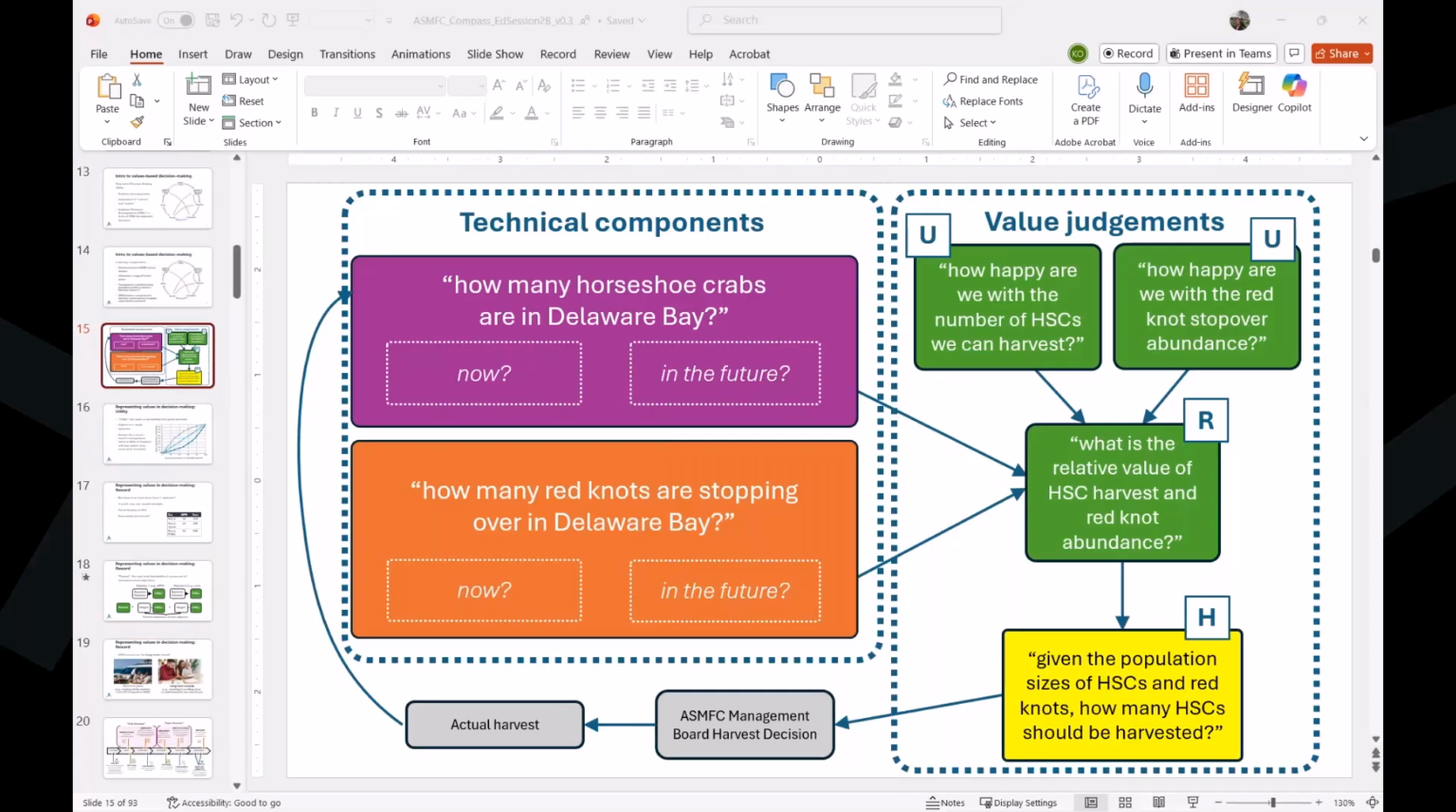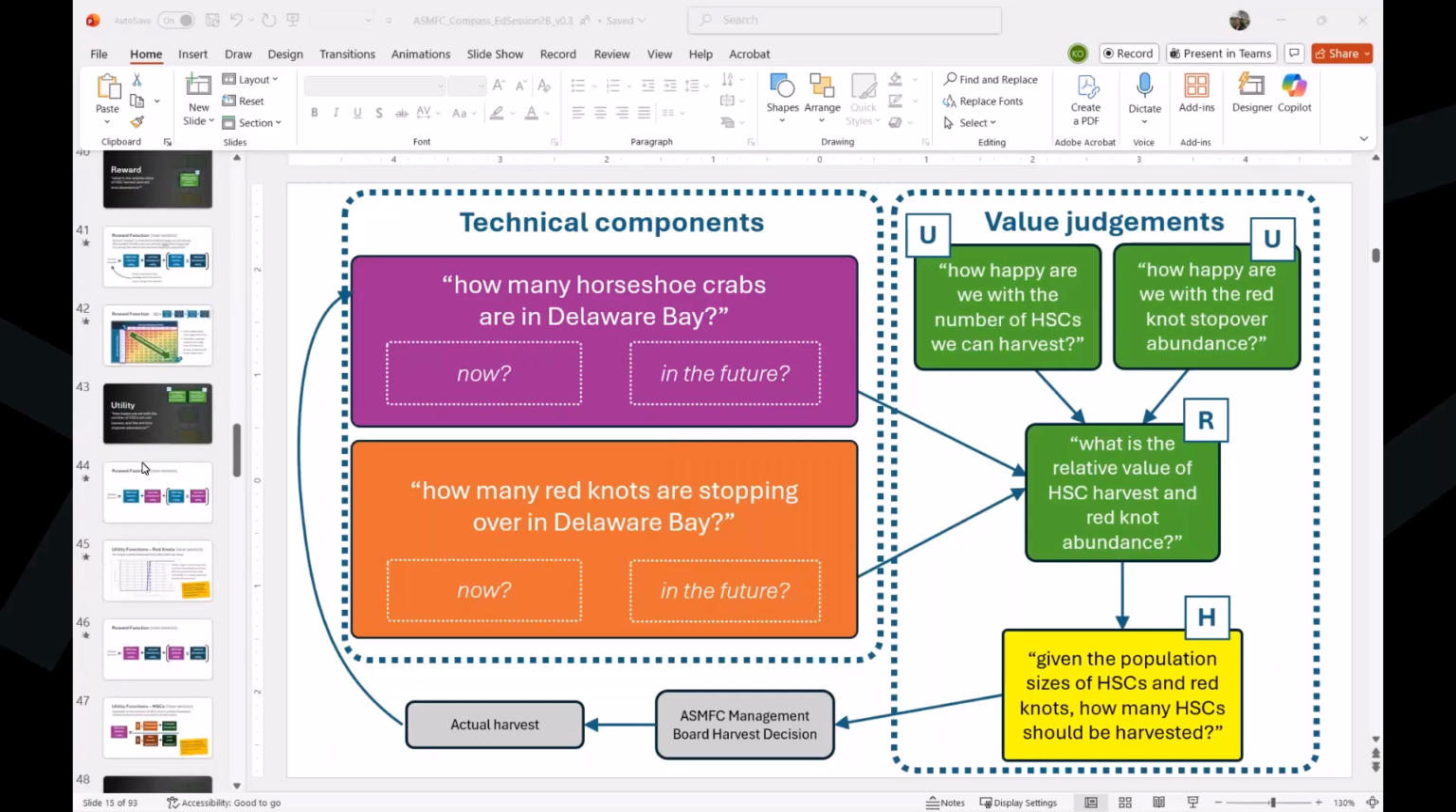Let's see, this is a multi-parter, but let's read this part. So if red knot numbers were very low, let's say 20,000, would there always be some horseshoe crab harvest with the new ARM? Or does the new ARM have some minimal red knot population baked into the model where no harvest would occur?